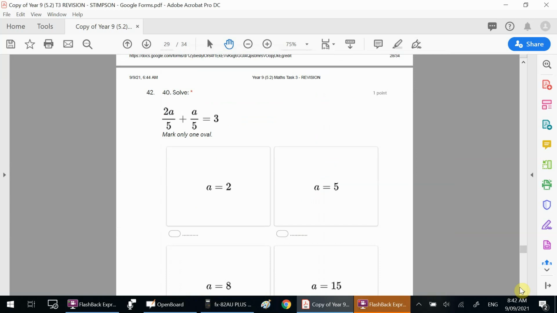Okay, there's a couple of ways you can do this. I'm going to multiply everything by 5 to remove the fractions. So that times 5 is 2a, and that times 5 is just a, and that times 5 is 15. 3a equals 15, a equals 5.